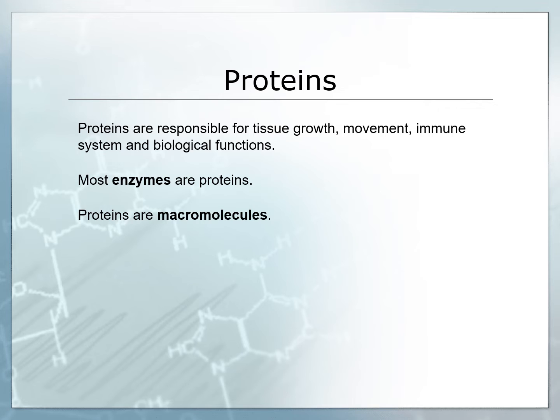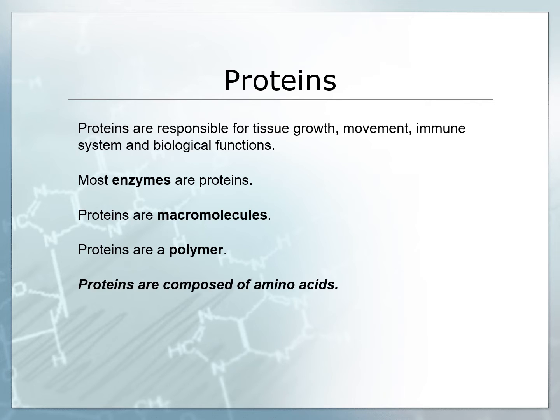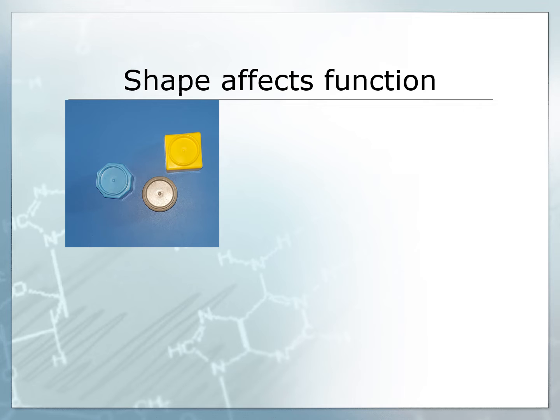So proteins are macromolecules. They are polymers. They are composed of many amino acids. Shape or structure affects function. You could choose from many different shapes to place underneath a car, but the one that works best is the round one if you want it to roll easily. If you change the shape, it will no longer function as well, if at all.